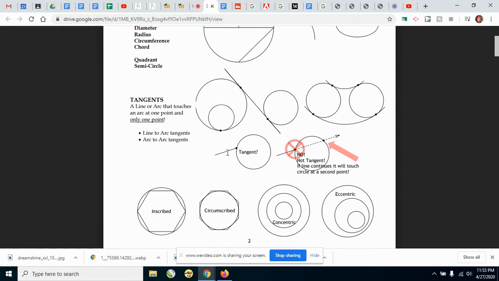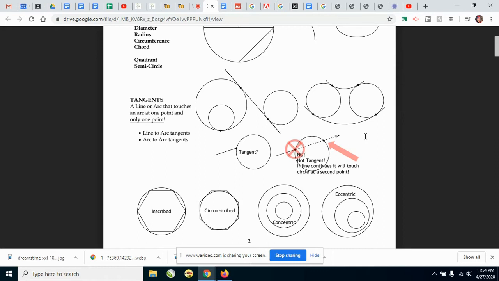Now, what exactly is not a tangent? Well, here you have a line, or technically a segment, that actually stops and terminates on the edge of an arc or a circle. So it would seem like that is touching at one point and only one point. However, this is technically not a tangent. If this segment were to continue as a line, it would end up touching the circle again, as you see in this picture right here. If we were to extend this, it would touch the circle at a second point, in which case it is not a tangent.